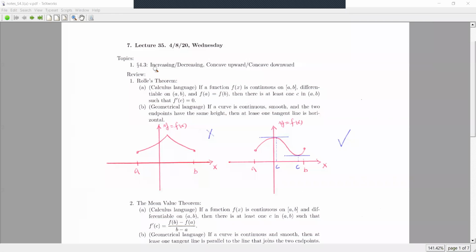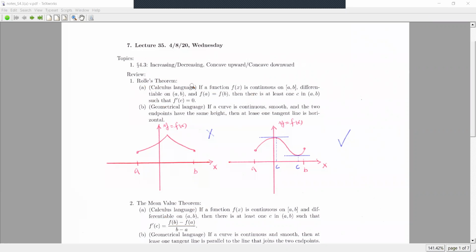Section 4.3, increasing, decreasing, concave up, concave down. Take a review first about what we learned in the last class. We learned two theorems in the last class, Rolle's theorem and the mean value theorem.